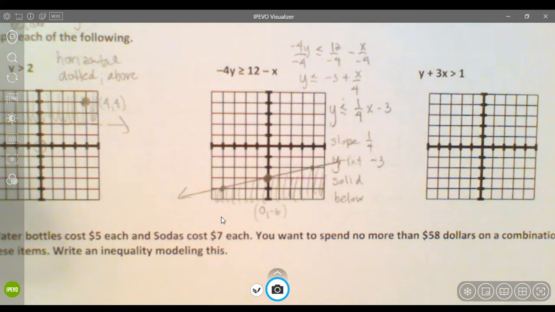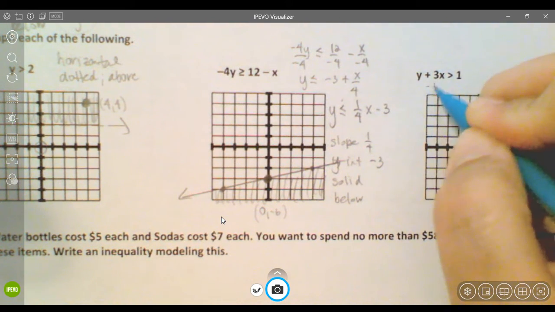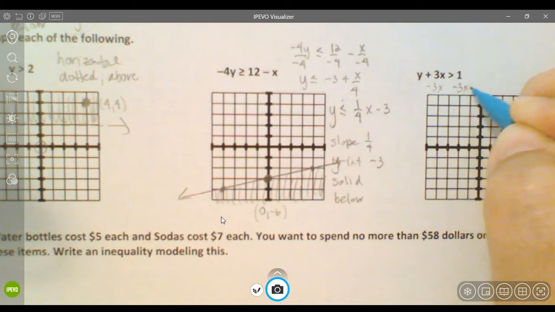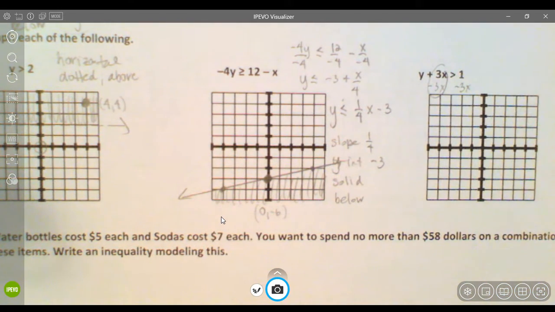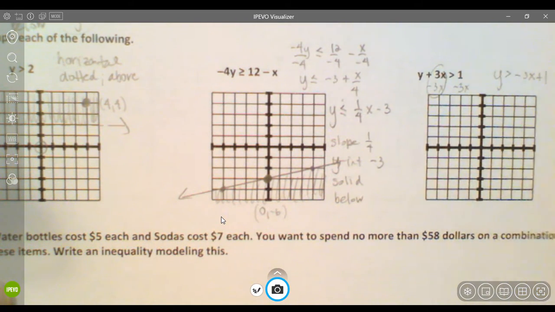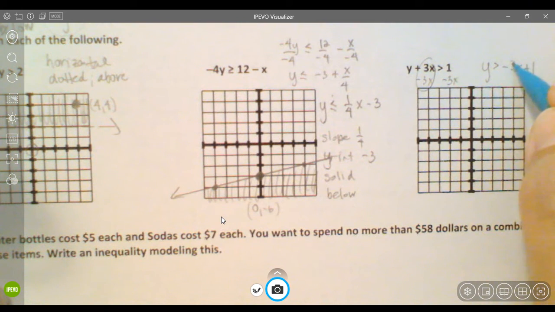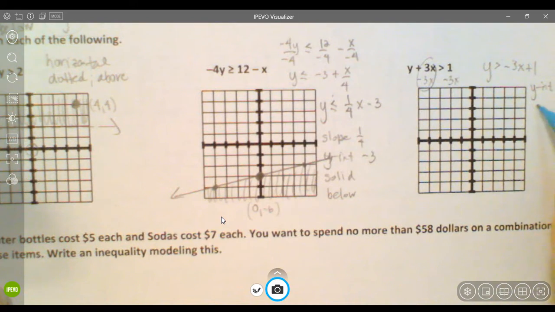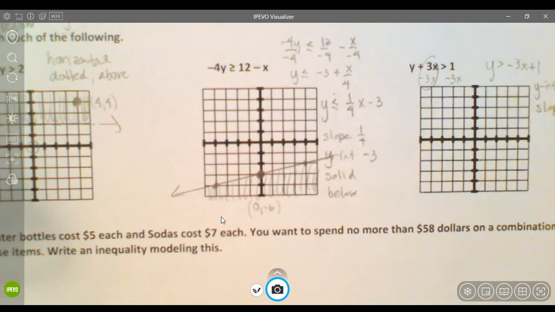Almost. So I've got y plus 3x is greater than 1. Let's write that in slope-intercept form. And the way we write it in slope-intercept form is to subtract the 3x from both sides. And when I do that, I find that y is greater than -3x plus 1. So my y-intercept is 1. My slope is -3.